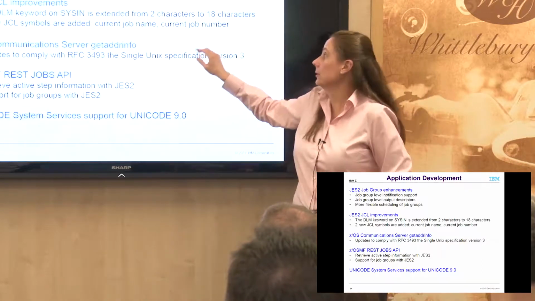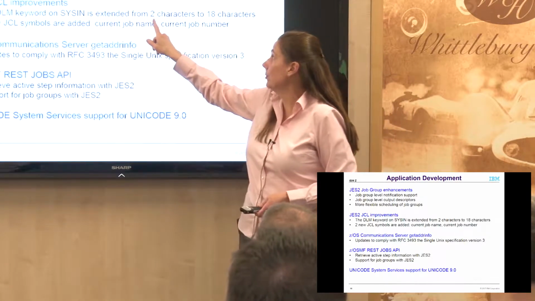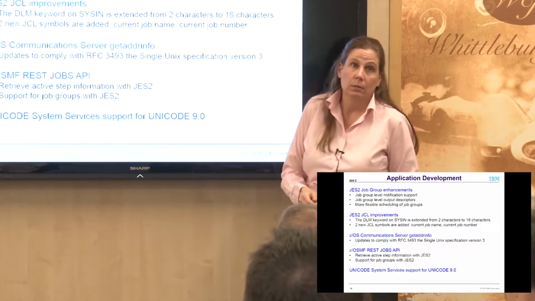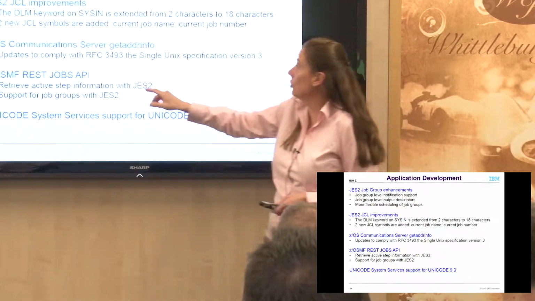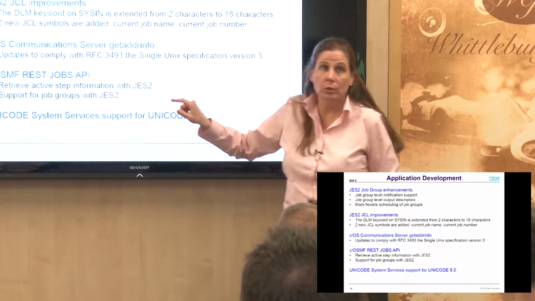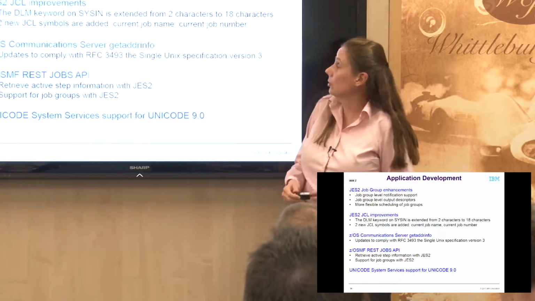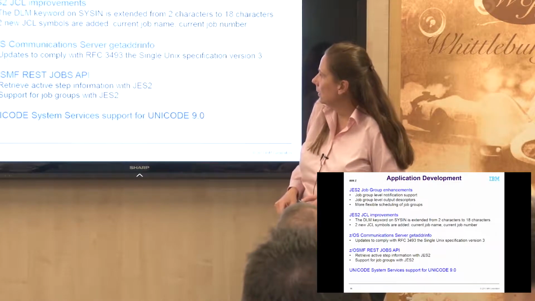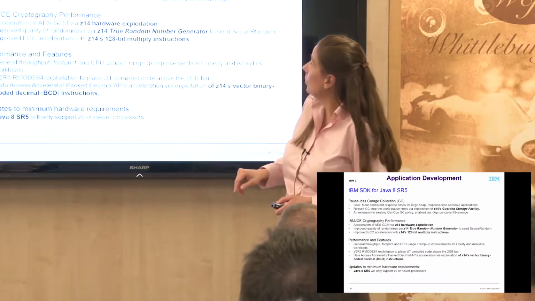JES2 JCL delimiters are able to move from the 2 characters that they've been forever up to all the way 18. And we've got 2 new JCL symbols. We got one for the current job name and also one for the current job number as well. Okay, let me see. Oh, almost done here.